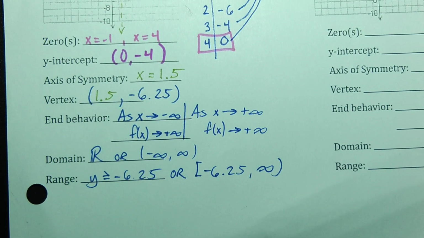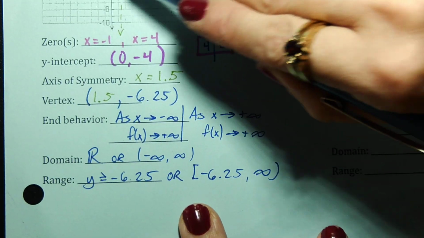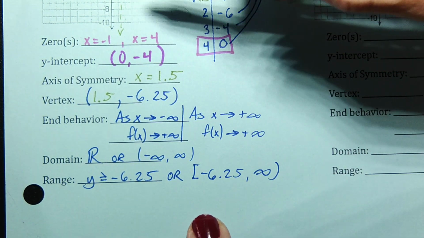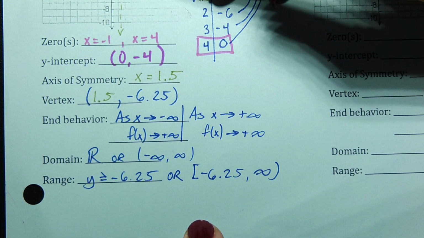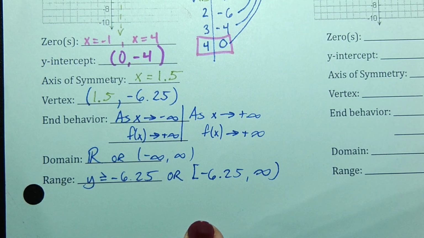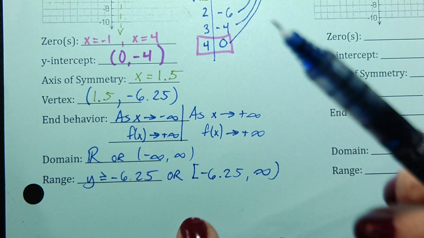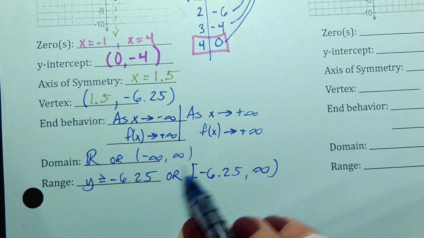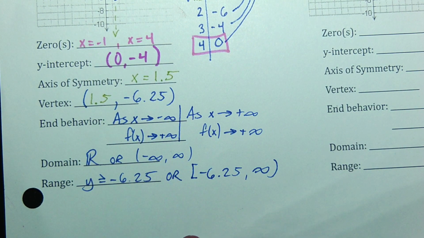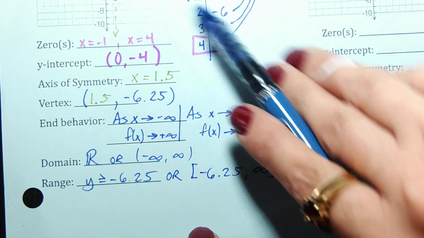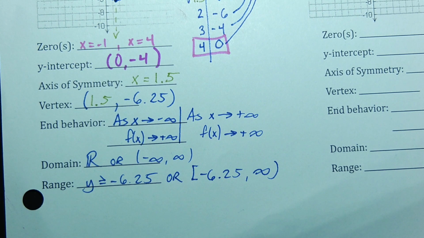All right, go ahead and check yourself. As x goes towards -infinity, our function is going up towards +infinity. As x goes towards +infinity, our graph is going up towards +infinity. The domain is all real numbers, always all real numbers for quadratics, or -infinity to infinity. Now the range values, my y values start at -6.25 and are covered going up the axis.